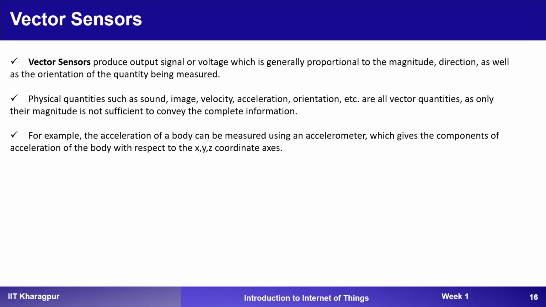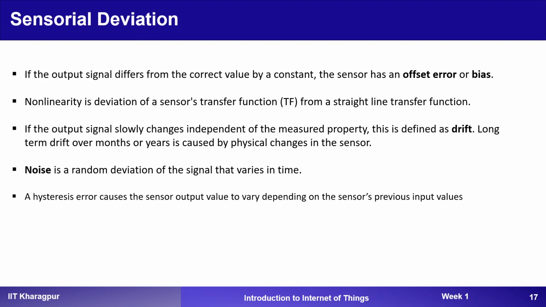Now the deviations which can occur in your sensor's value. First is the offset error or bias. If your output signal differs from the correct value by a constant, then that variation is called offset error or bias. For example, in a temperature sensor, if the correct value is 97 Fahrenheit, however your sensor measures it as 98 Fahrenheit, then your bias is 1.